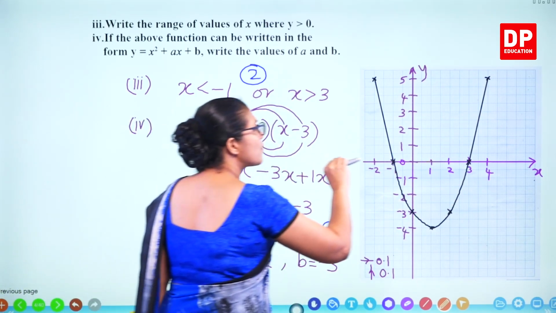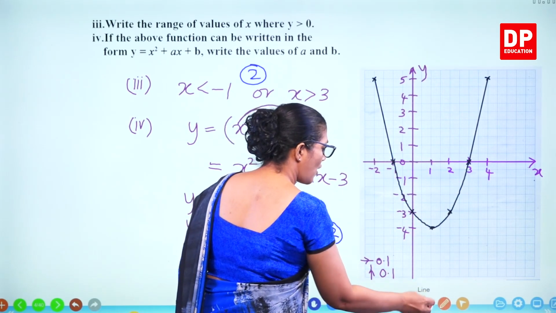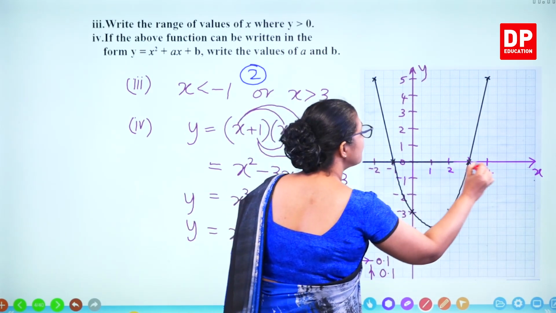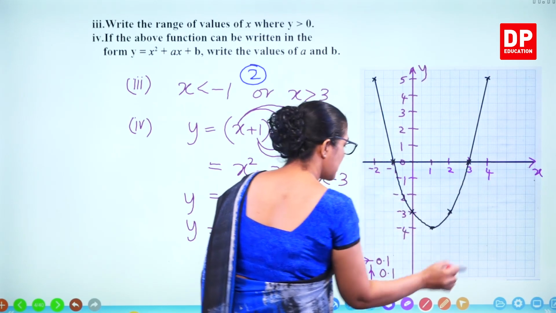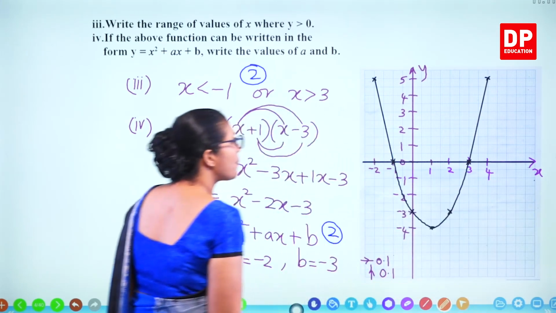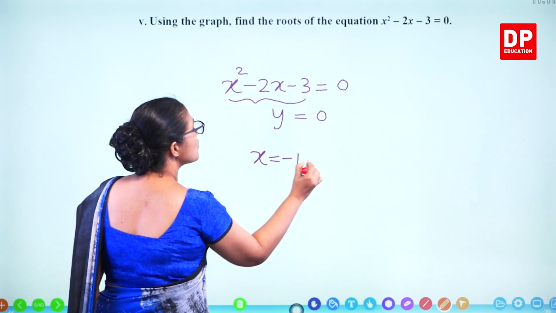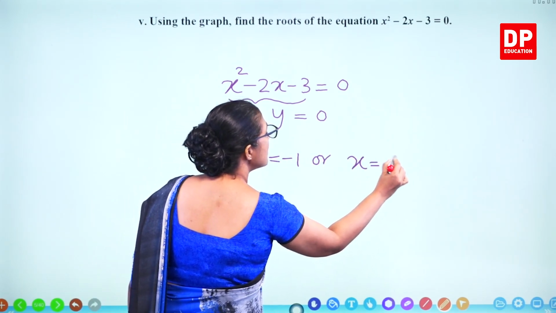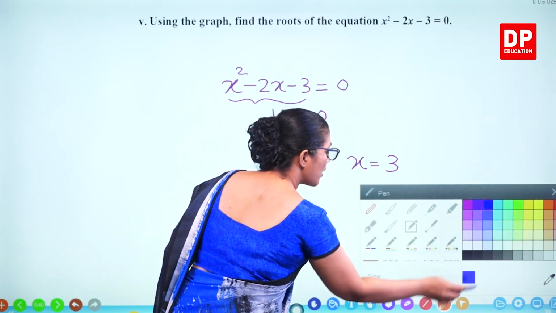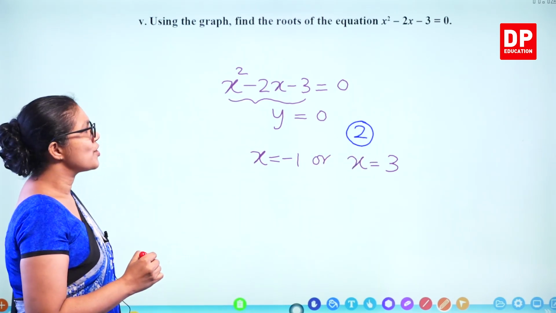So the y equals 0 line is the x-axis. So if you are drawing the line, this is the line. So where it intersects? Intersects at -1 and 3. So you can write x equals -1 or x equals 3. So writing down these two, you get another 2 marks. So altogether 10 marks for this question.